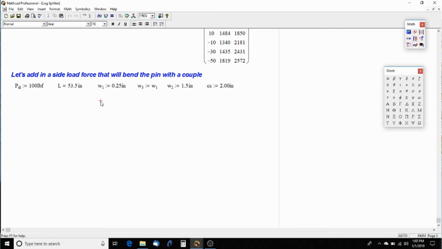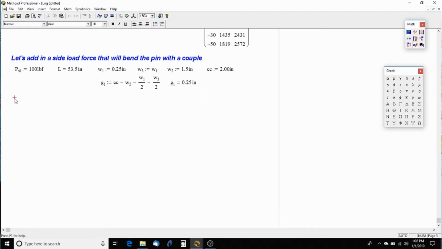All right, now let's also calculate our gap. Since we're going to be pushing everything up and minimizing gap 2, we'll just assume it's 0. So that's going to be the center to center distance minus W2 minus W1 over 2 minus W3 over 2. All right, so this will probably be around 1/8 of an inch, 1/4 inch.